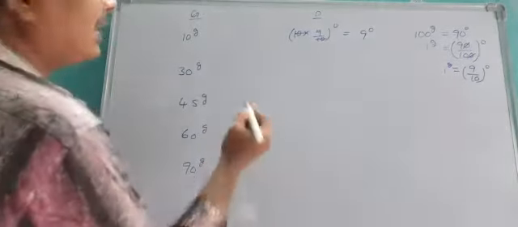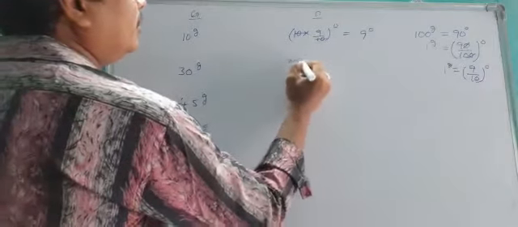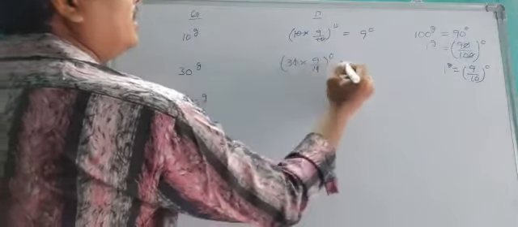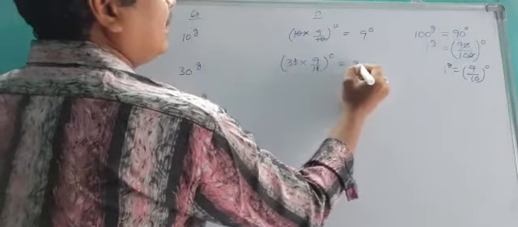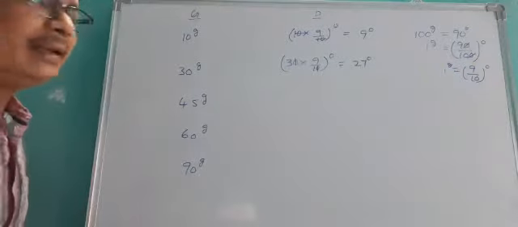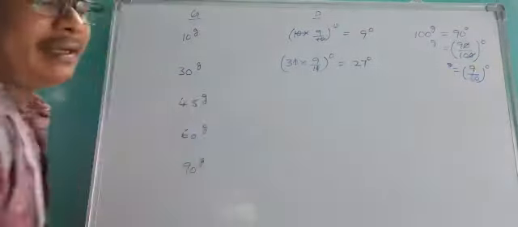The next one, 30 grades. 1 grade equals 9 by 10 degrees. 30 grades equal 30 into 9 by 10 degrees. The zeros cancel, that equals 9 threes are 27. Okay, 27 degrees.